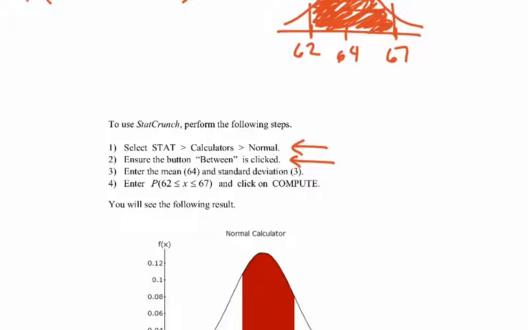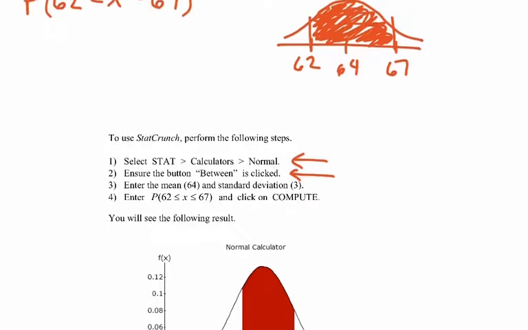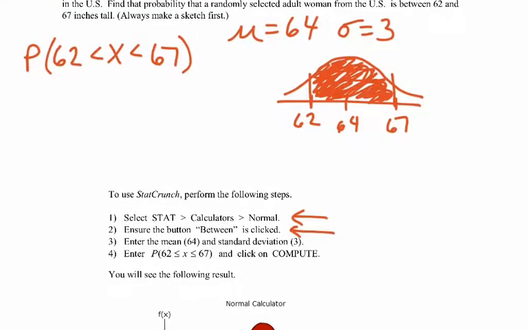And then you need to tell StatCrunch what specific values you want it to look between, 62 and 67, and then click on Compute. In StatCrunch, I've gone ahead and done this, and I am getting a probability of about 0.774. So I really recommend that you go ahead and do that and make sure you get the same number as me. You should be getting about 0.774.